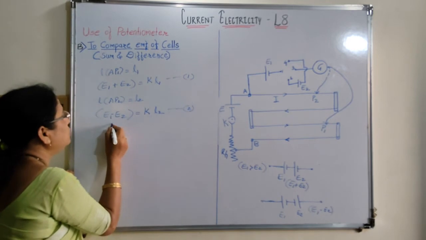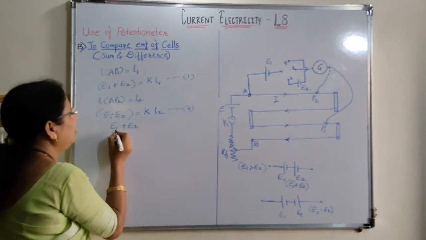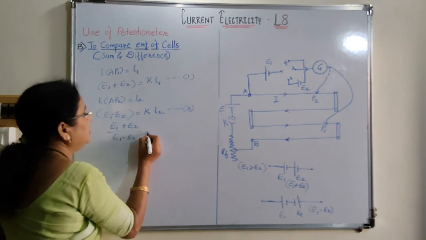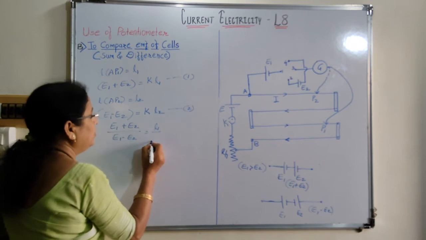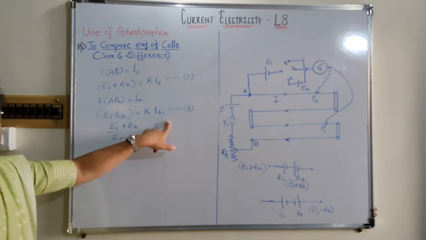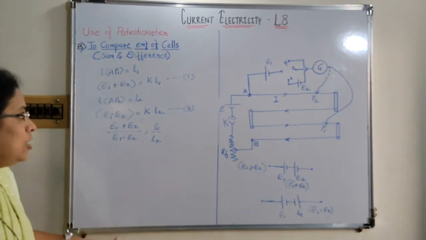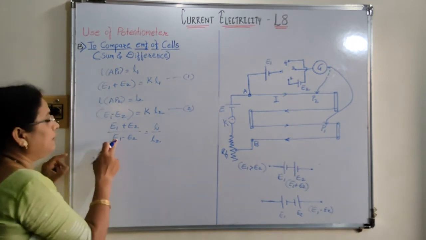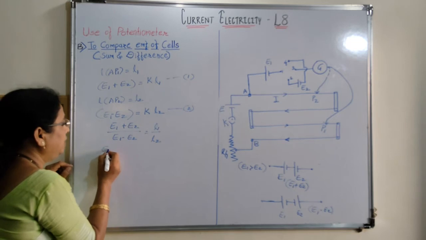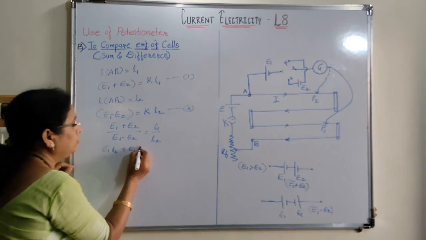When we divide these two equations, we get E1 plus E2 upon E1 minus E2 is equal to L1 upon L2. Now we know the lengths L1 and L2, and we have to find the ratio E1 upon E2. By solving this, we can find it. In your book it is directly given. We solve here. We get E1 into L2 plus E2 into L2.